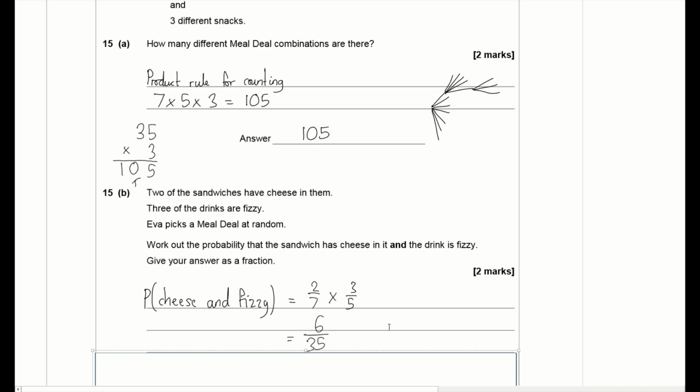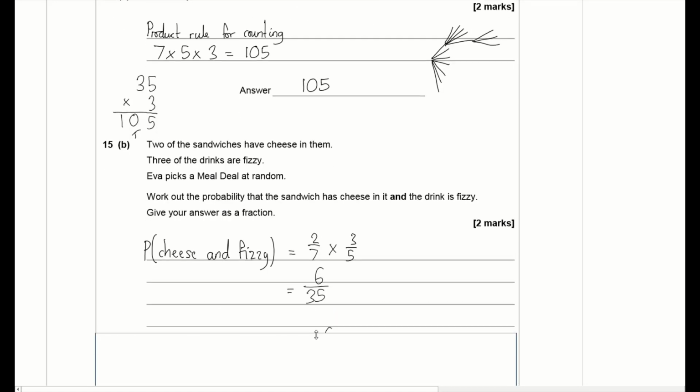The correct answer is 6/35. So that would be an acceptable form of the answer. They might accept a decimalised form, but be aware that that would technically be rounded. It's better practice just to leave it as a fraction in this case.